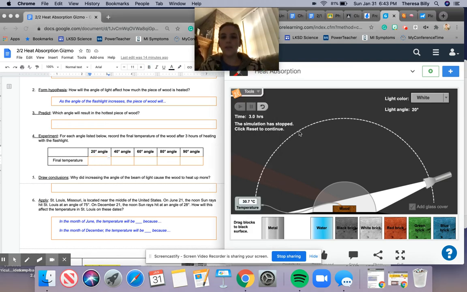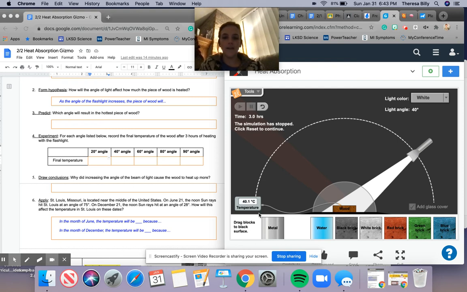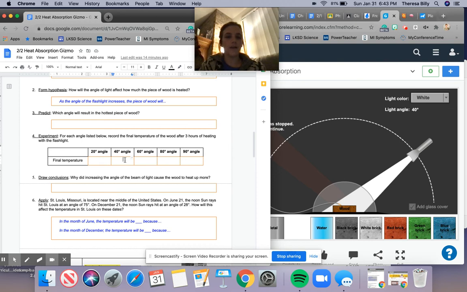Then you switch it to 40 degrees. So you're going to hit reset, bump the flashlight up to 40 degrees, and then hit play. Let the timer run out till 3 hours. And then the final temperature there is 40.1. So you'd enter that into this box here.